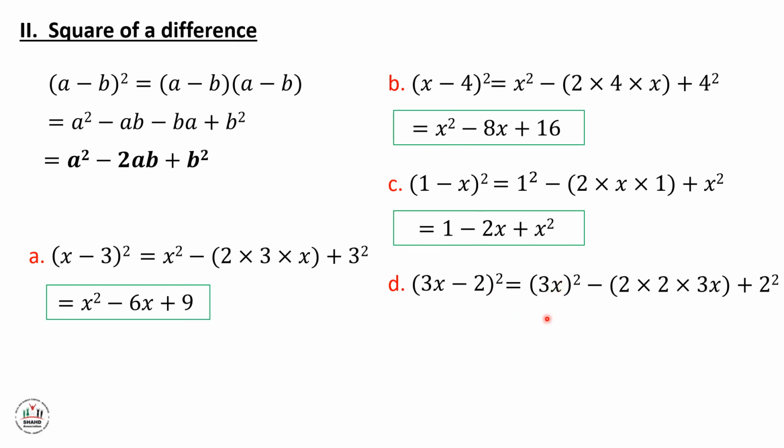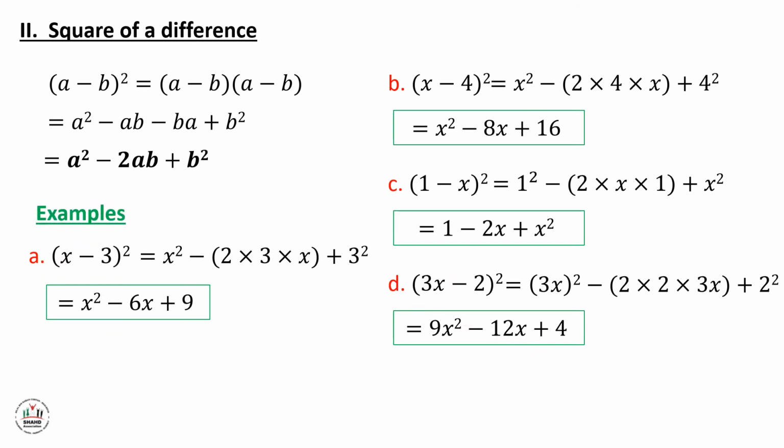(3x minus 2) quantity squared, it's equal to 3x squared, 3x squared equal to 9x squared, minus 2 times the numbers inside the brackets, so minus 2 times 3x, 2 times 3x equal to 6x, times 2 equal 12x, and we have minus here, so we get minus 12x plus the second term.